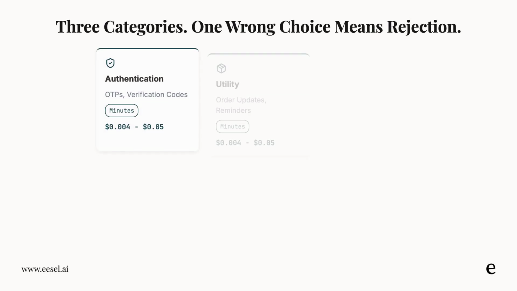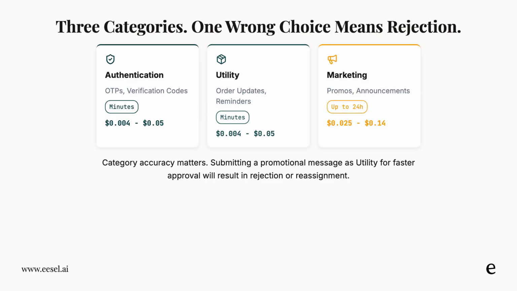Every template must belong to one of three categories: authentication for verification codes, utility for order updates and reminders, or marketing for promotions. Authentication and utility templates typically approve in minutes. Marketing can take up to 24 hours, and picking the wrong category is the fastest way to get rejected.